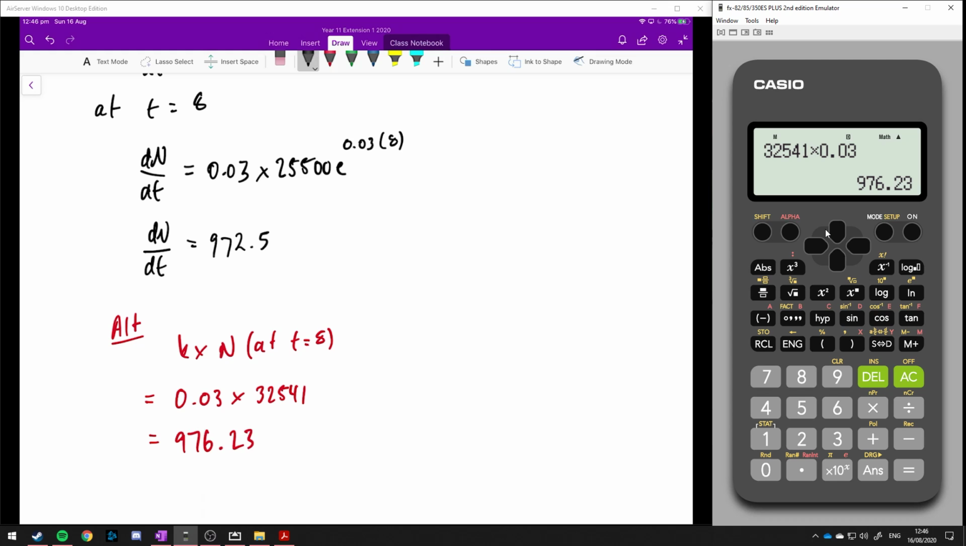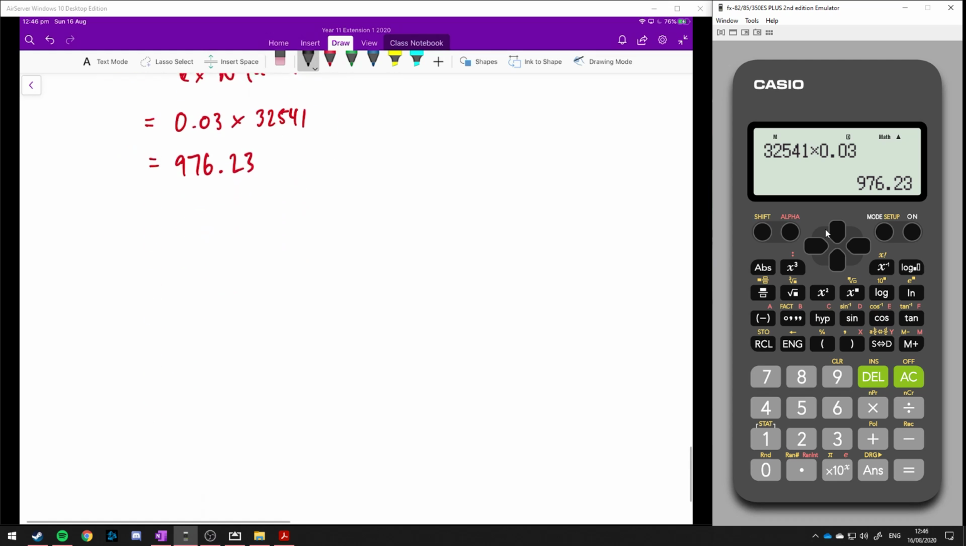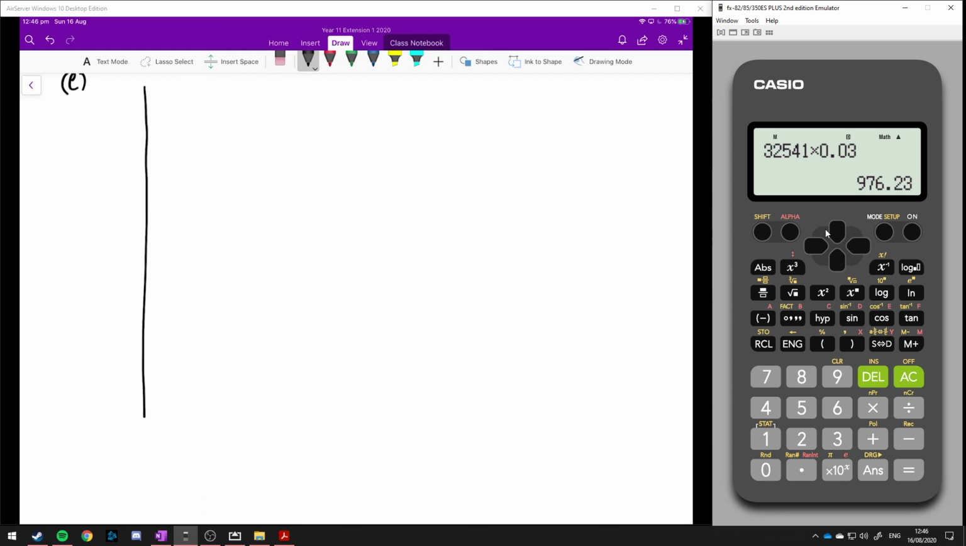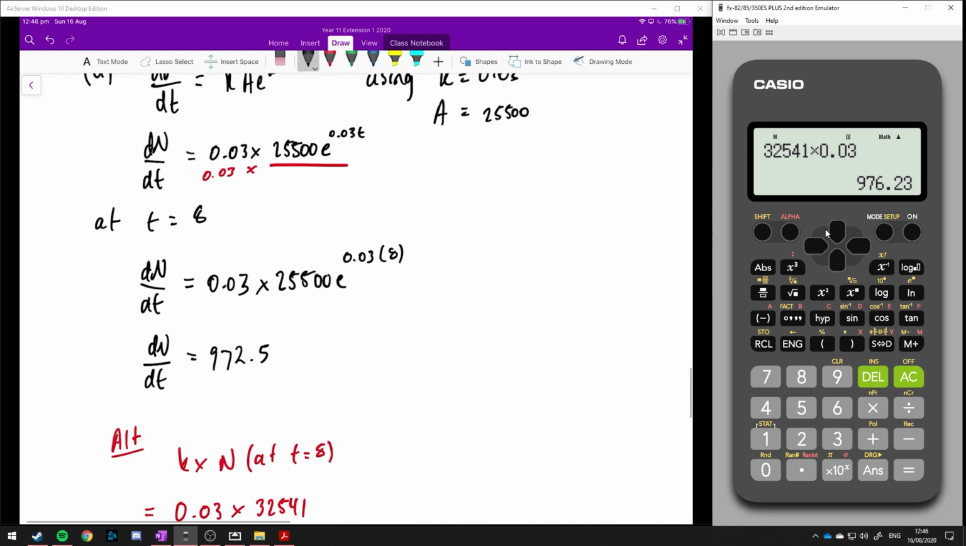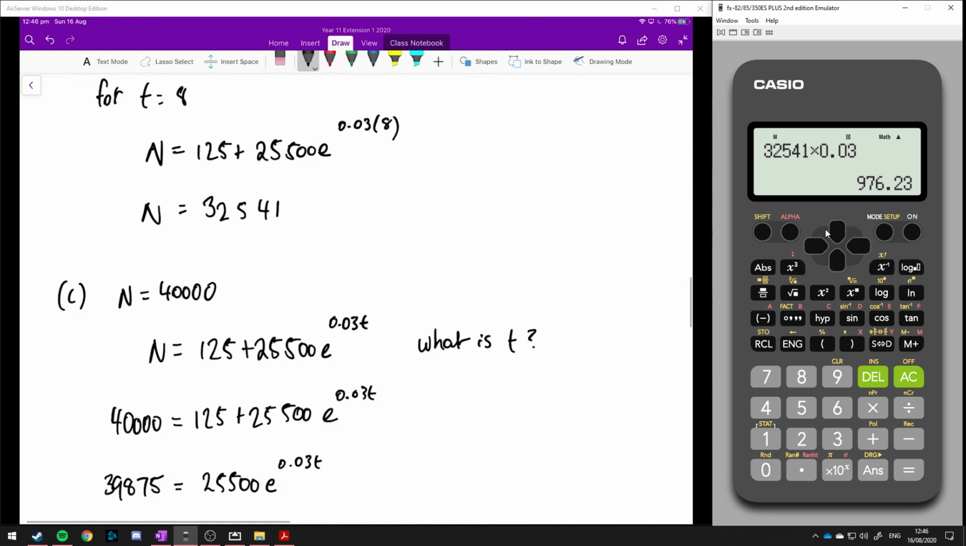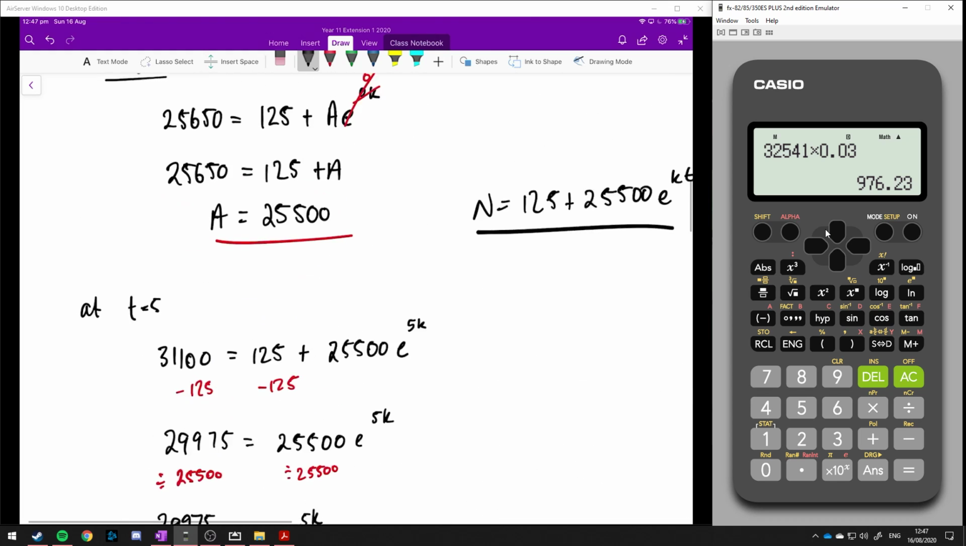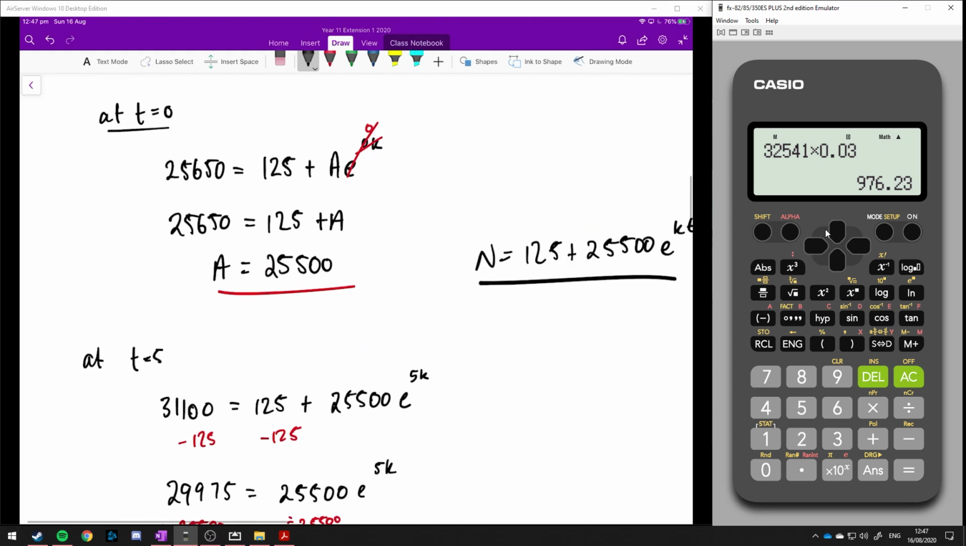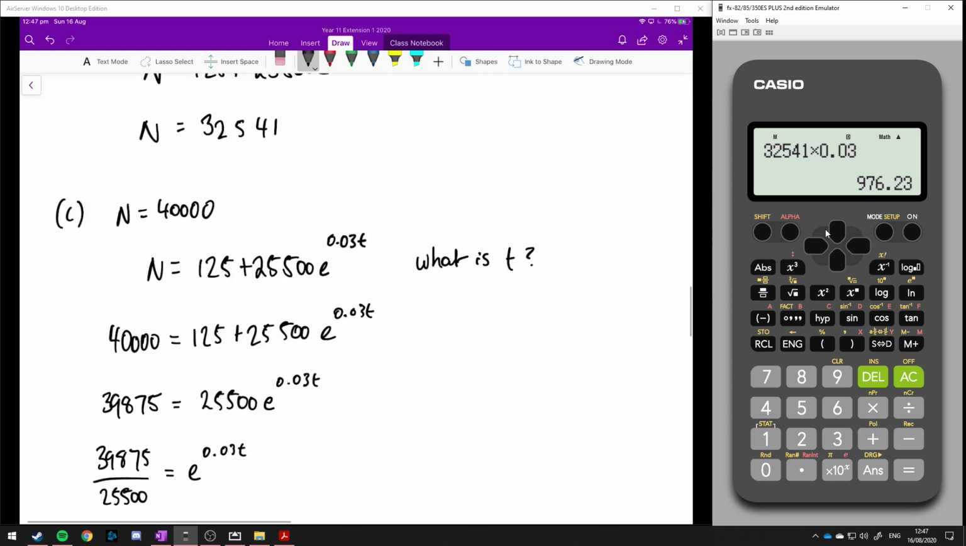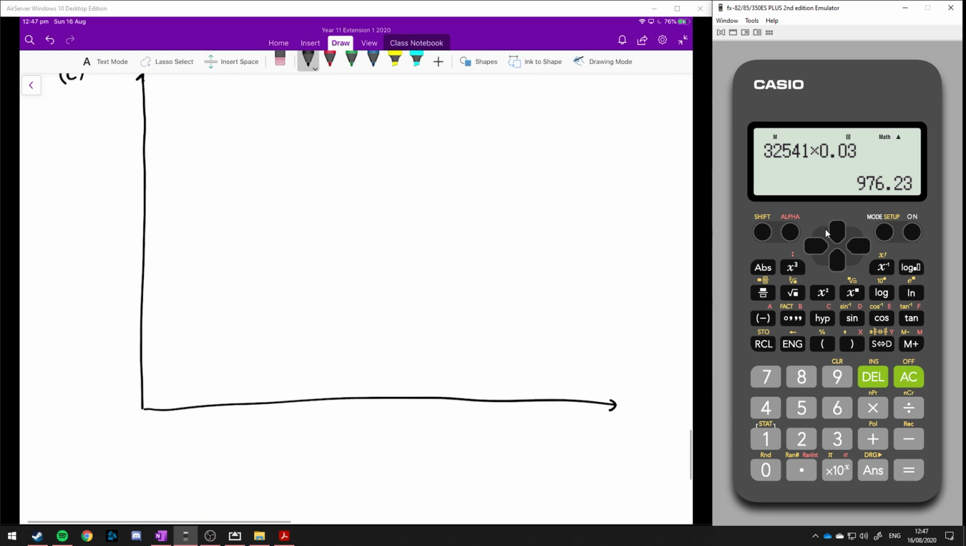Okay, now part E says sketch the graph of population against time. Now, this is not going to be a super good sketch. It is expected that you do much better sketches than what I'm about to do, but I'm just going to do one very quickly to show you a few things. The first thing is that we can work out the initial starting value by going to t equal to 0. So it's at 25500.